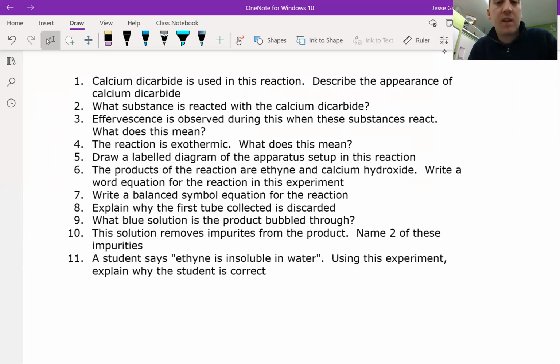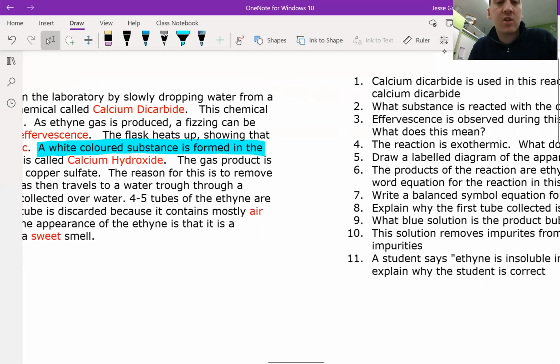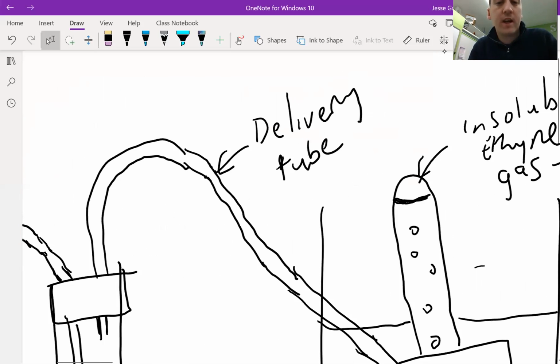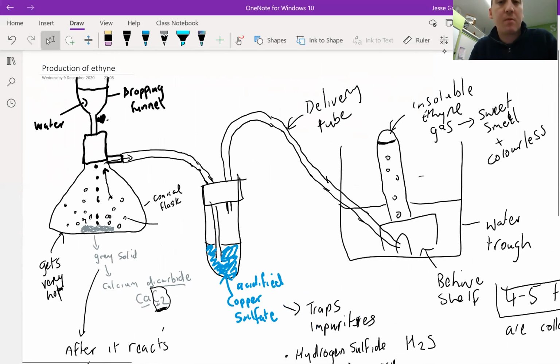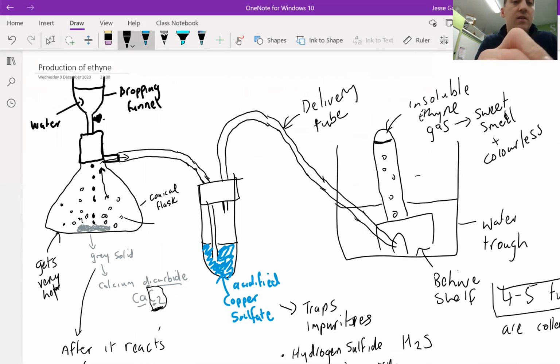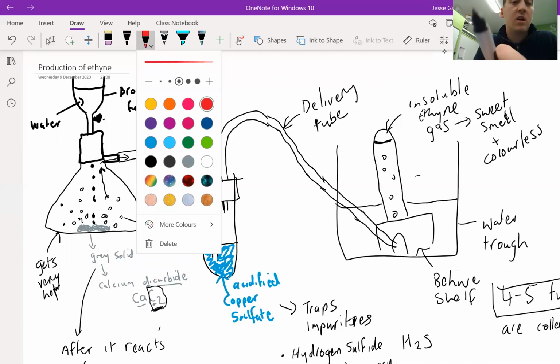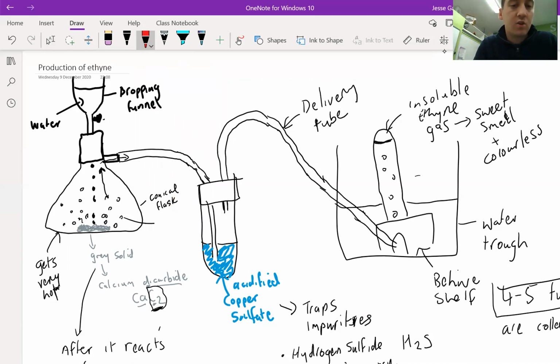Draw a labeled diagram of the apparatus set up in this reaction. So I'll scroll back over here where we've drawn that. This should be your labeled diagram of your apparatus. What do you need to have in here? Let's do a quick checklist. You should have labeled a conical flask and a dropping funnel. You should have labeled a delivery tube, a beehive shelf, a test tube, and a water trough. These are the pieces of equipment that you're going to need.